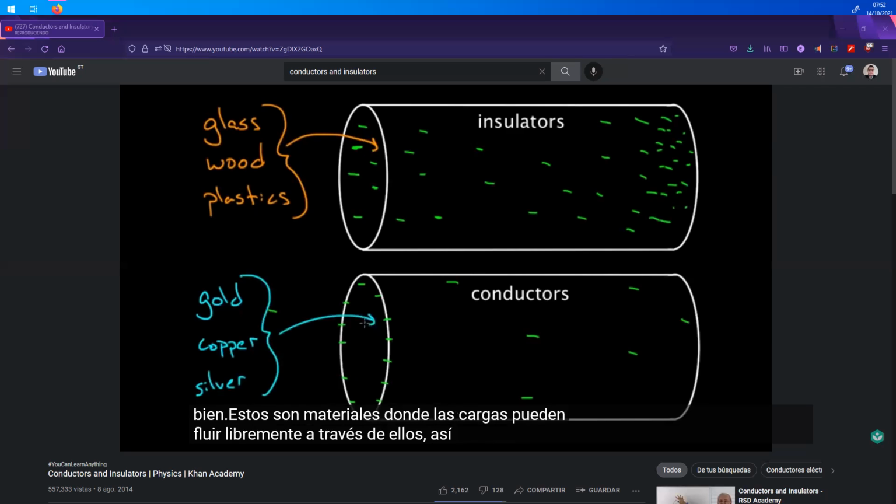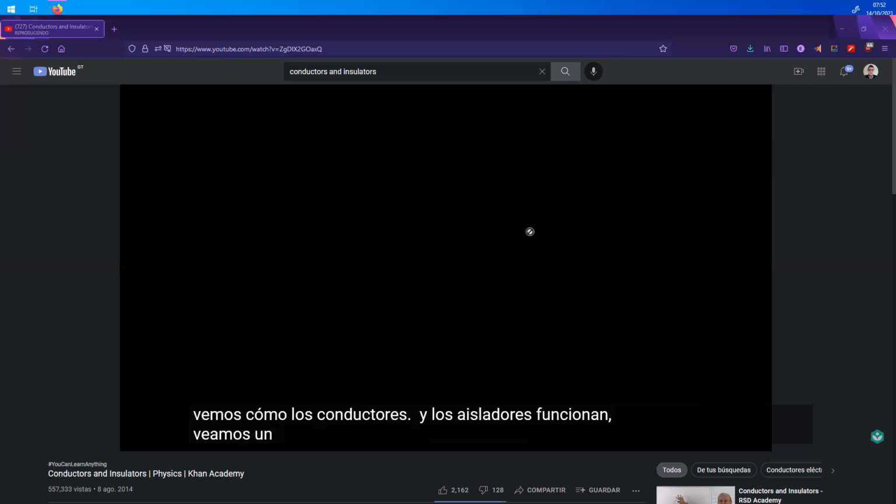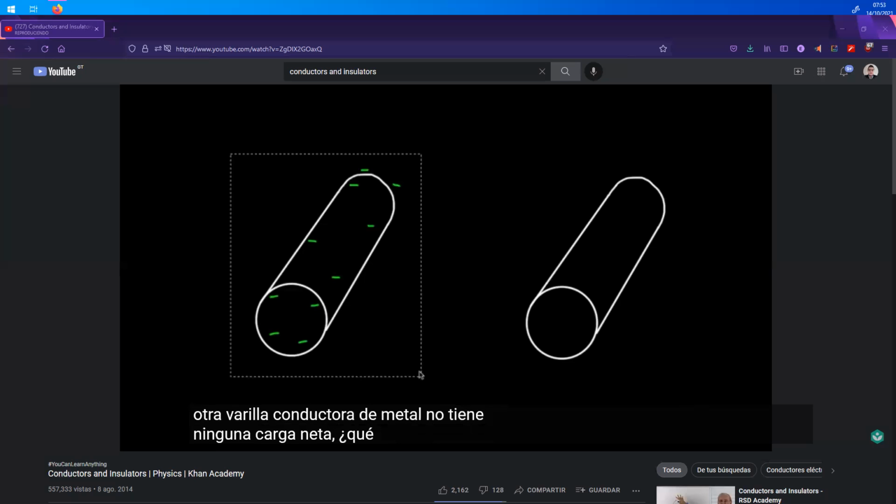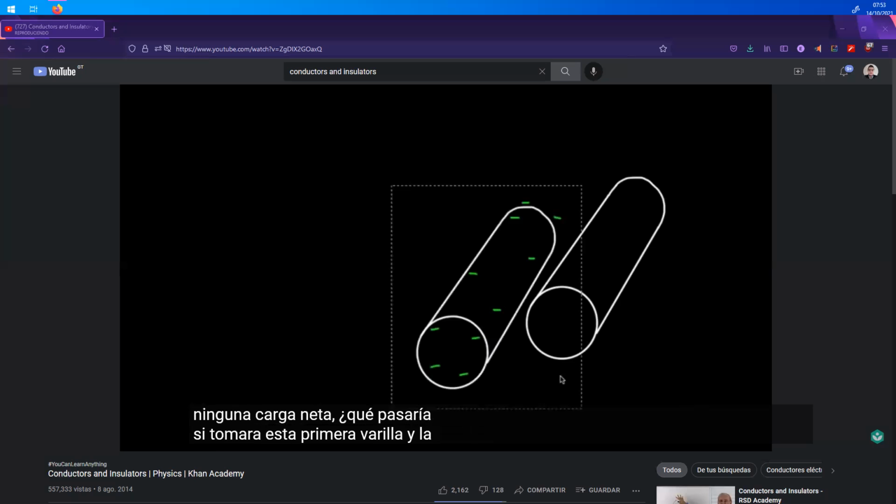So now that we see how conductors and insulators work, let's look at an example. Let's say you had two conducting rods. Say these are made out of metal, and one of them has a net amount of negative charge on it, which is going to reside on the outside edge, because that's what net charge does on a conductor. But this other metal conducting rod does not have any net charge on it. What would happen if I took this first rod and touched it to the second rod?